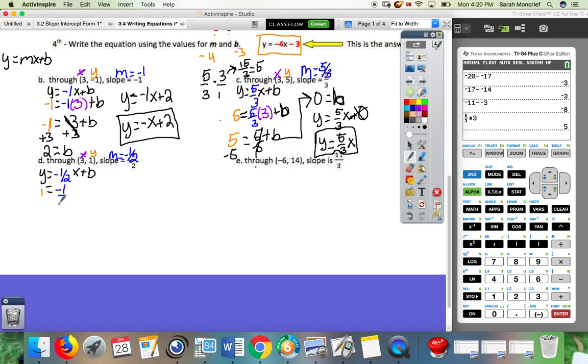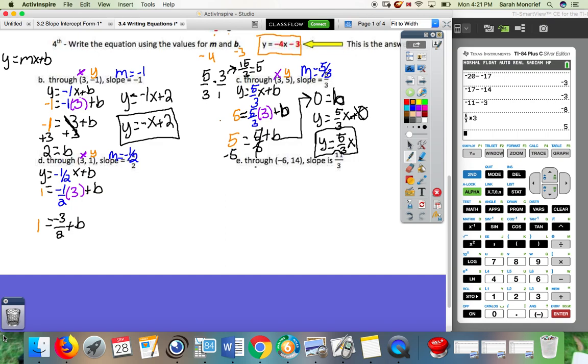-1 over 2 times 3 plus b. Now again, we have to multiply the -1 over 2 times 3 and then solve for b. So what is negative 1 over 2 times 3? You're right, that is negative 3 over 2 plus b is equal to our good number 1.